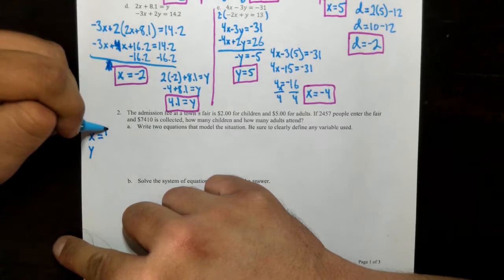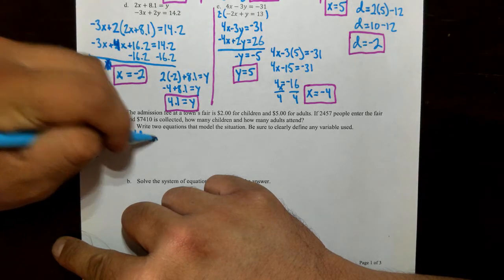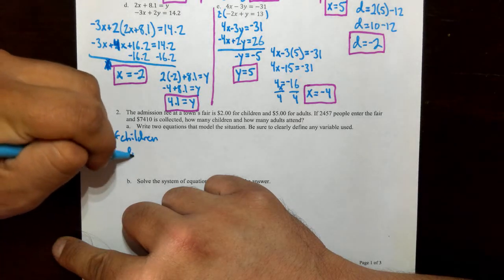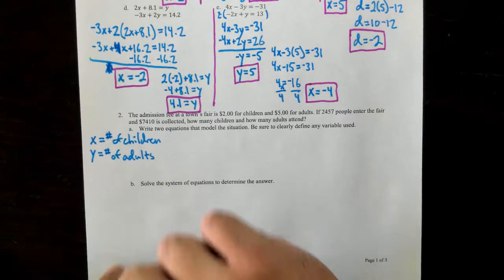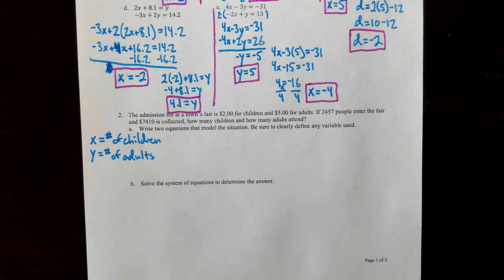X is going to be the number of children, and y is going to be the number of adults, because that's what we're looking for. So we need to create two equations here that are essentially true statements. And this kind of takes some thinking about how to do it.